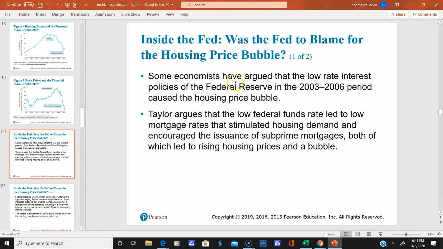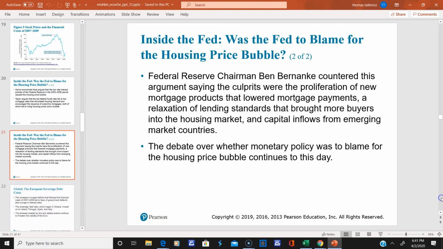So there's a lot of debate over who caused this whole housing price bubble. Basically, the low interest rate policies of the Fed. A lot of people were borrowing money and buying houses they couldn't afford. So the low Fed funds rate, the Fed funds being the money that banks loan to each other, led to low mortgage rates, and housing demand went up. That's when the subprime mortgages started. Basically there was a boom in housing, and eventually there was a bubble.